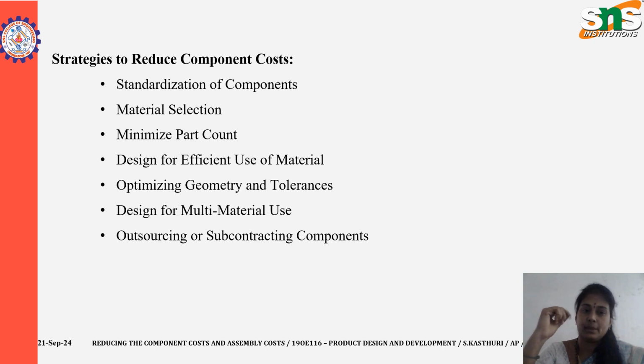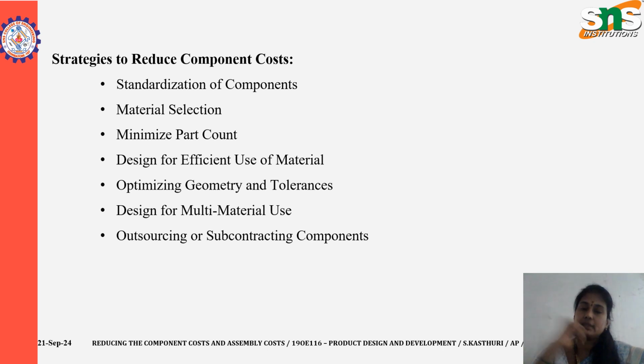The second one is material selection. The strategy is to choose materials that are cost effective but still meet the product's functional, safety, and aesthetic requirements. The main benefit of this method is that the right material selection can significantly lower material cost while maintaining product performance. Using less expensive materials or materials that are readily available in large quantities can be more economical.